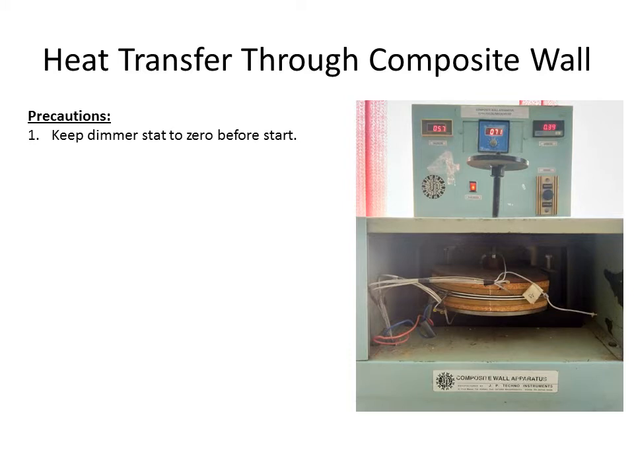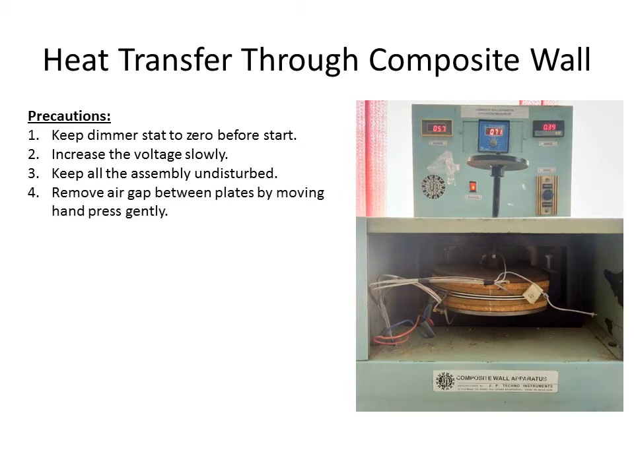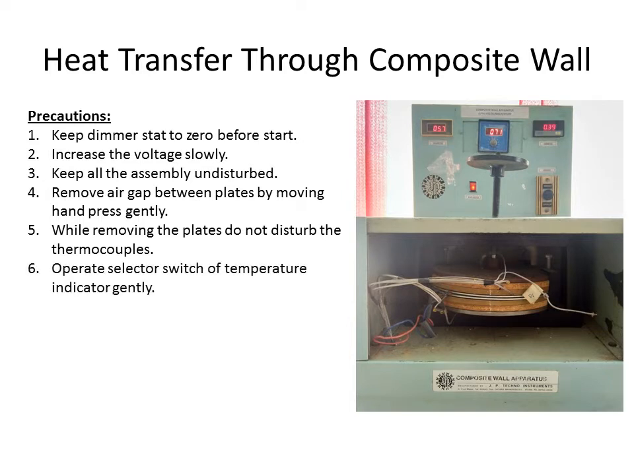Precautions: keep the dimmerstat at 0 before starting the apparatus. Increase the voltage slowly. Keep all the assembly undisturbed. Remove air gap between the plates by moving the hand press gently. While removing the plates, do not disturb the thermocouples. Operate the selector switch of the temperature indicator gently.